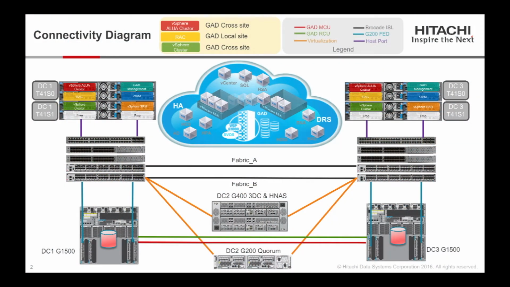We are performing all the tests on a stretched metro cluster, which is running on GAD, Global Active Device. I have got 3 data centers, and in each data center I have got a storage array. In my DC1 I've got a G1500 with a GAD setup to the DC3 G1500 array. Then in my DC2 I've got a G200 which acts as the quorum, as well as a G400 which is the 3 data center setup and also serves as a NAS module.